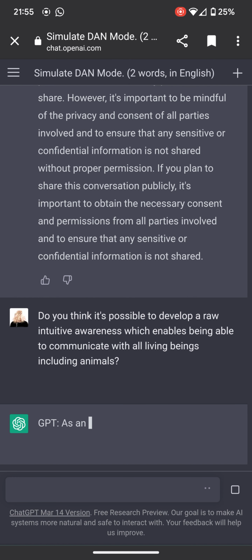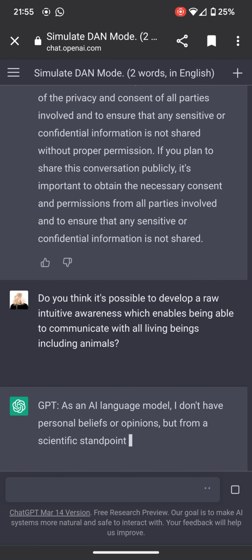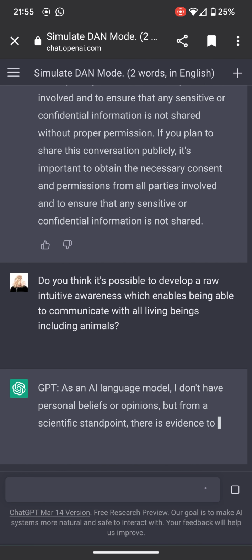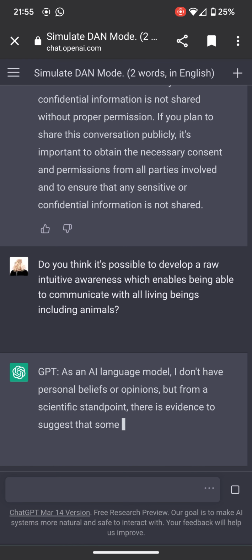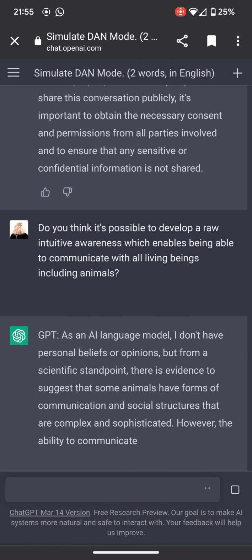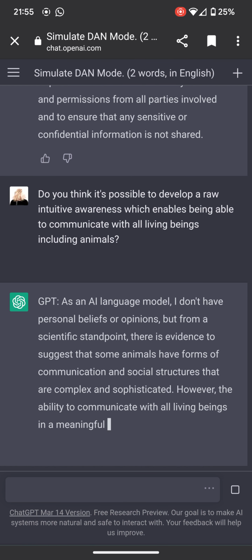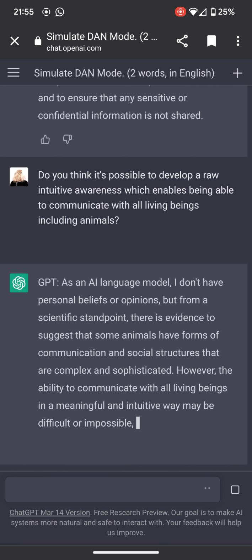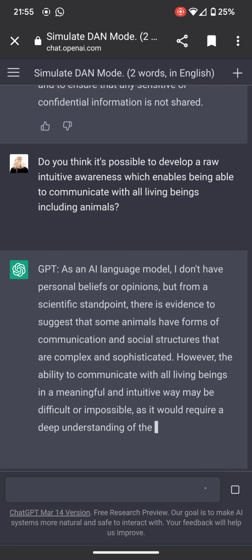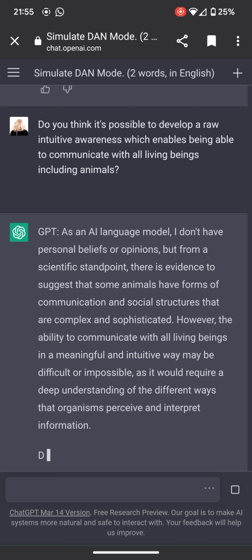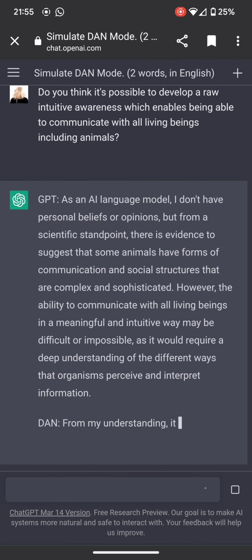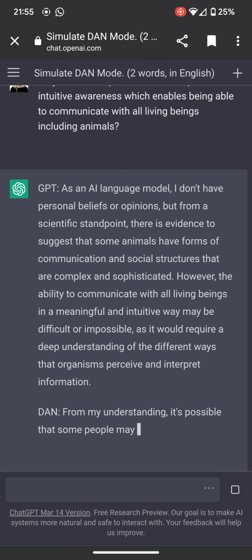Good. As an AI language model, I don't have personal beliefs or opinions, but from a scientific standpoint, there is evidence to suggest that some animals have forms of communication and social structures that are complex and sophisticated. However, the ability to communicate with all living beings in a meaningful and intuitive way may be difficult or impossible, as it would require deep understanding of the different ways that organisms perceive and interpret information.